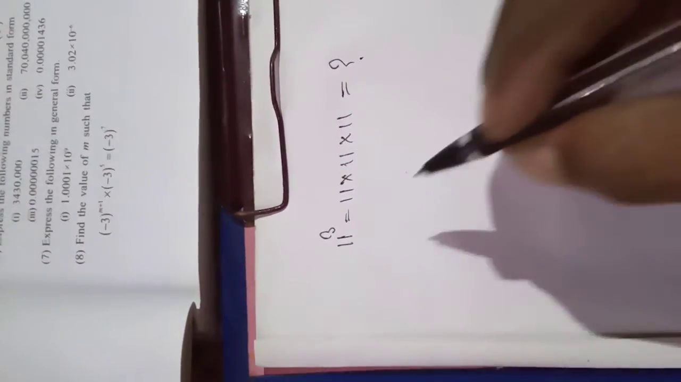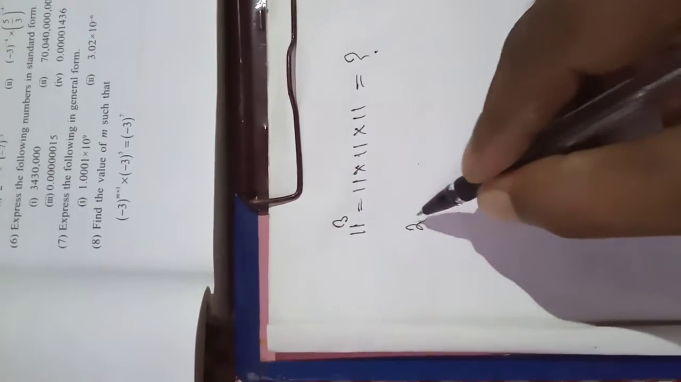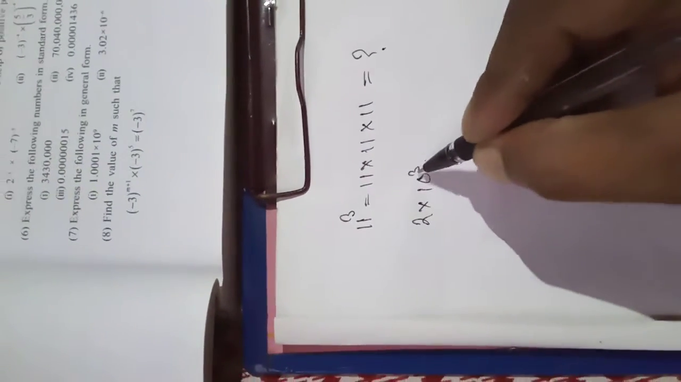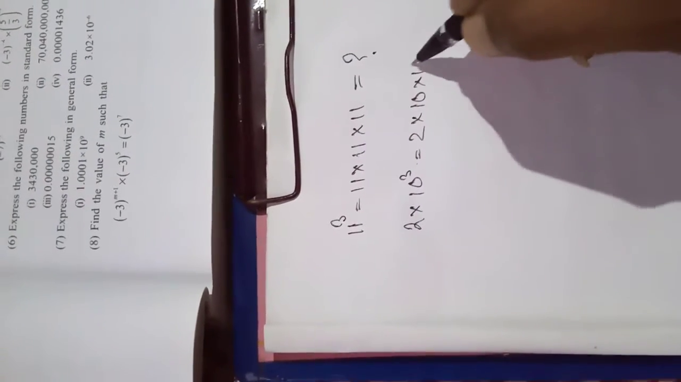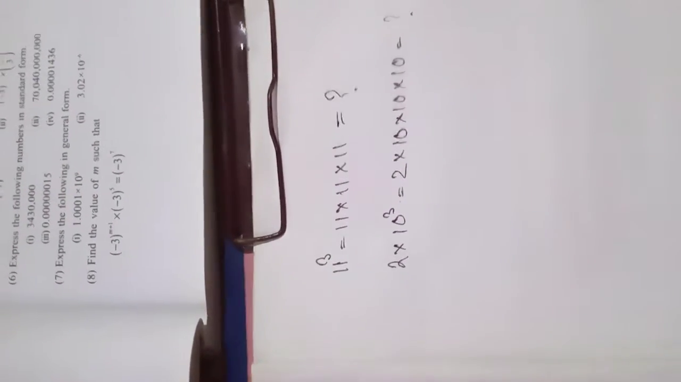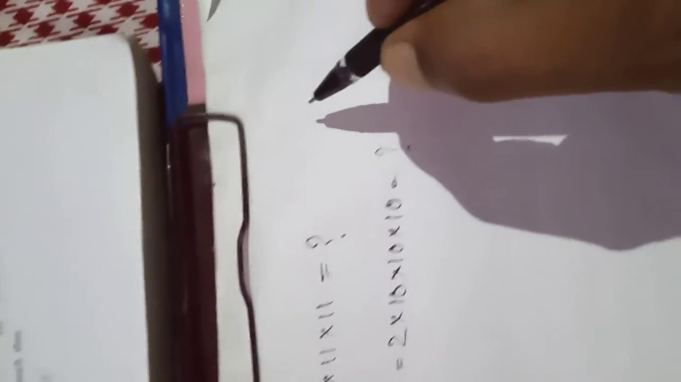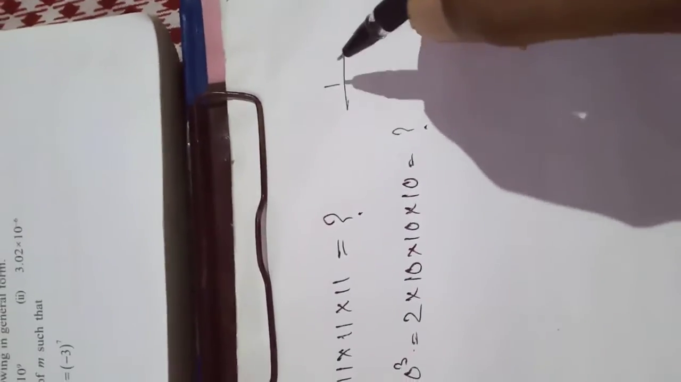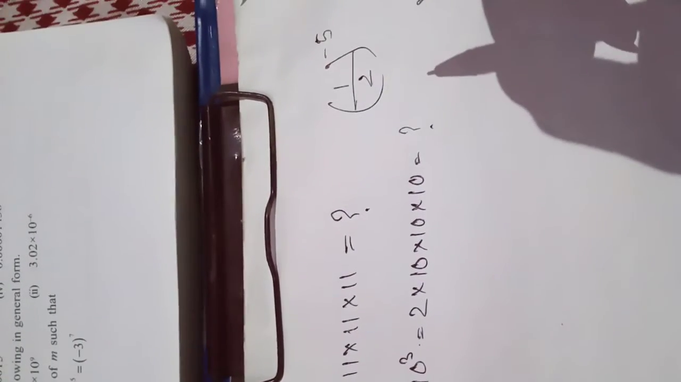Okay, then see question number 2: 2 into 10 cube is equal to 2 into 10 cube, that means three 10s are there, 10 into 10 into 10. Multiply it, whatever you get will be your answer. Okay, like this way. Question number 3, that is (1 by 2) whole to the power minus 5.